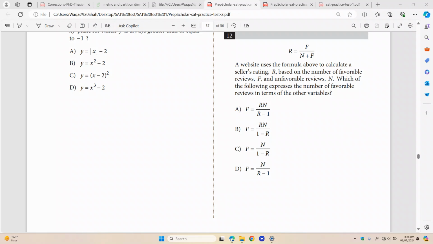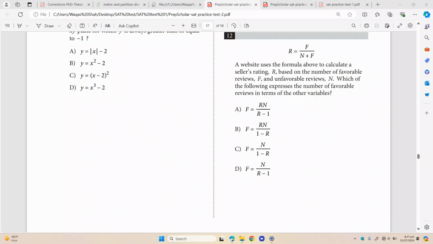An equation is given in question number 12. R is equal to F by N plus F. A website uses the formula above to calculate a seller's rating R. So R is basically representing the rating based on the number of favorable reviews. F is the number of favorable reviews, and N is the number of unfavorable reviews. Which of the following expresses the number of favorable reviews in terms of the other variables? So we will have to make F the subject.